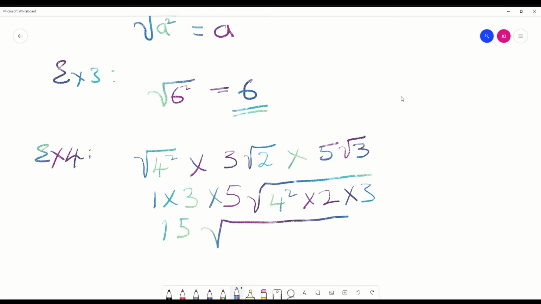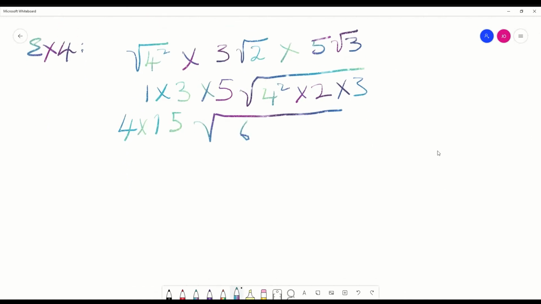And here we have 4 squared. 4 squared within a square root gives us 4. So we take it out. And here we have 2 times 3 gives us 6. So we're going to carry on. 4 times 15 would be 60. And here we have root 6. So our answer here is 60 root 6.